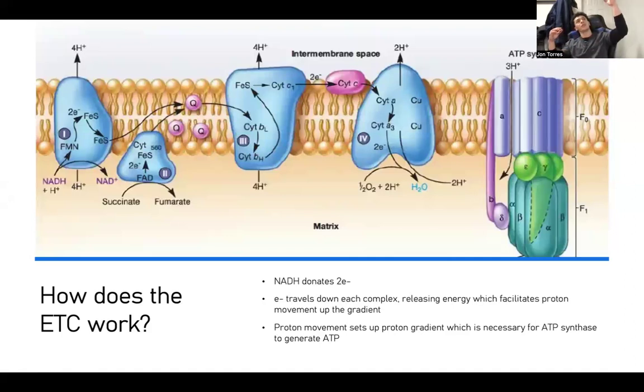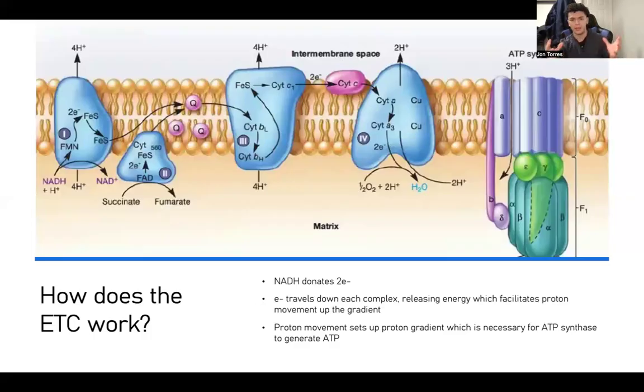So, we donate 2 electrons through NADH. We use the energy from each electron moving through each of these complexes. We've got 4 complexes, however, we're really only concerned about complex 1, 3, and 4, at least for our purposes right now. With the release of energy as the electrons transfer from complex to complex, that allows hydrogen to move up its concentration gradient into the intermembrane space. This will happen each time an electron flows through a complex. Here we create our proton gradient, which is used by ATP synthase to actually make ATP.